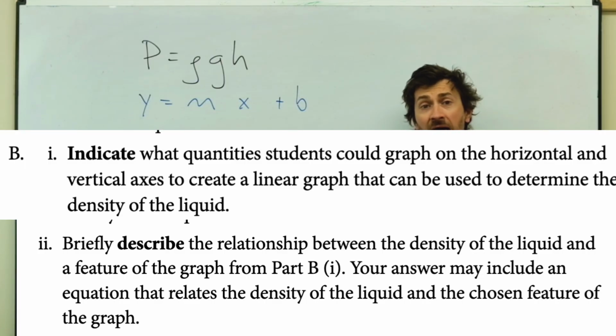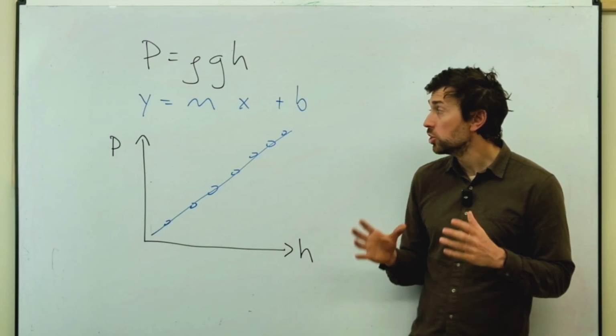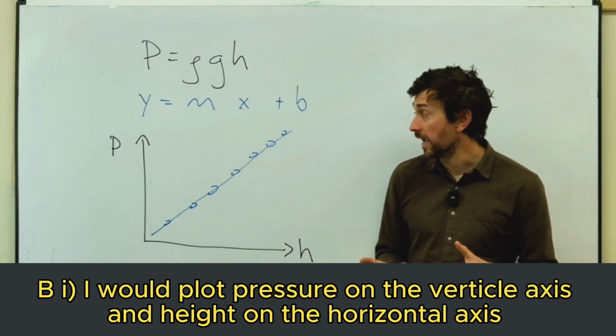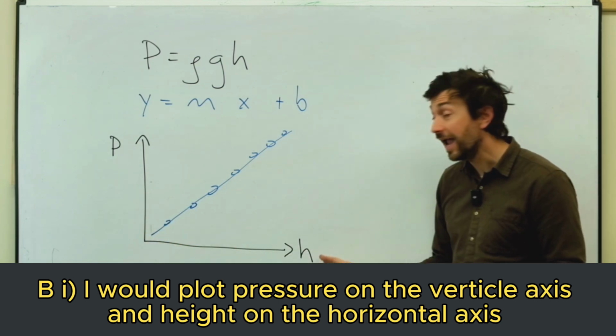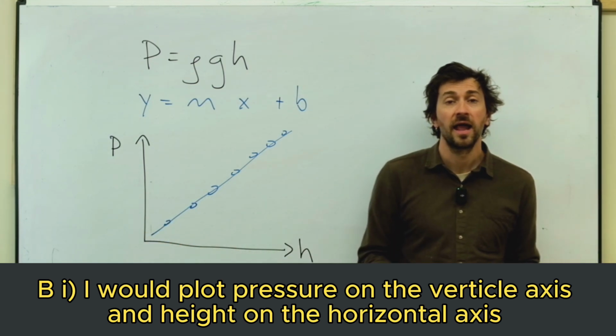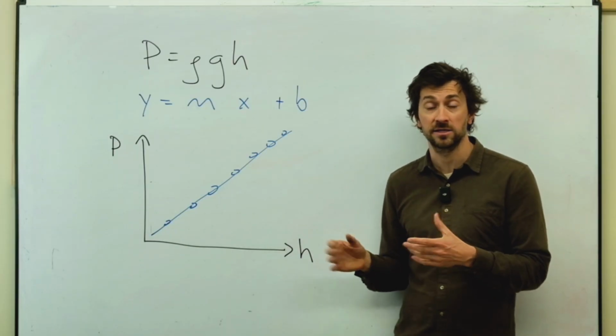In B, now it's going to ask us to talk about analyzing the data and says, what would we plot to make a linear graph that would help us to calculate rho? And I've already told you the answer. So for B1, we'd say that we would put pressure on the vertical axis and height on the horizontal axis. And that's all you need to say. That's correct. So we'll put those things on the axis.